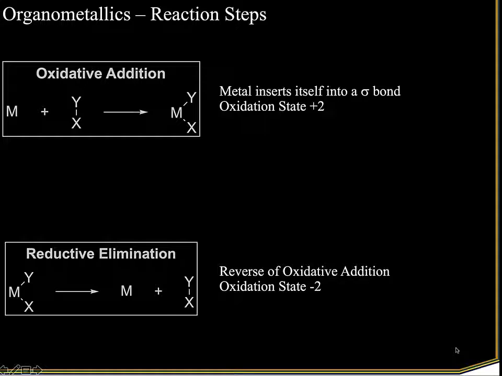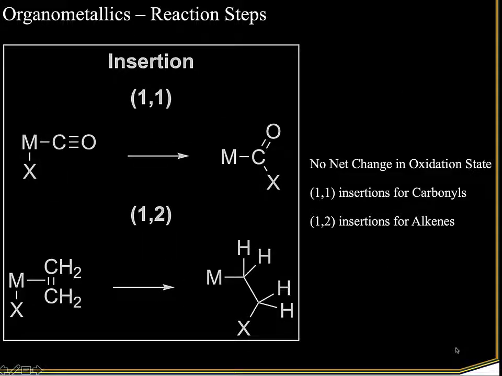And we can see here that the oxidation state of our metal goes down by 2. Again, reduction is gain of electrons, meaning it becomes more negative. So we can see here that that change in oxidation state reflects our metal becoming more negative. Our next fundamental reaction step is actually a combination. These are called insertion reactions. These reactions occur with no net change in oxidation state.